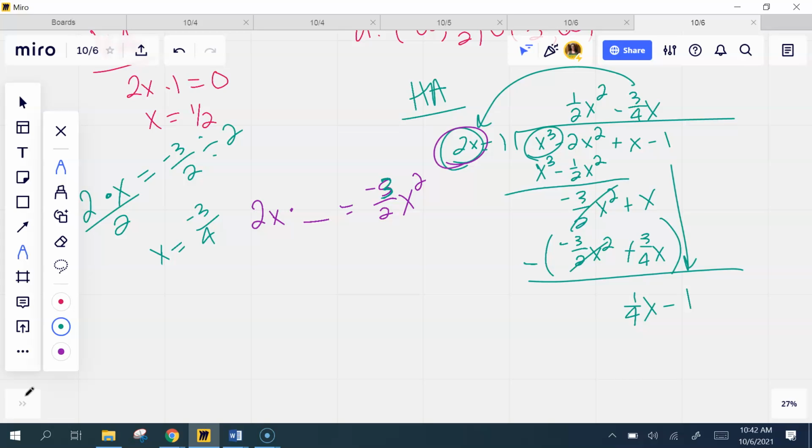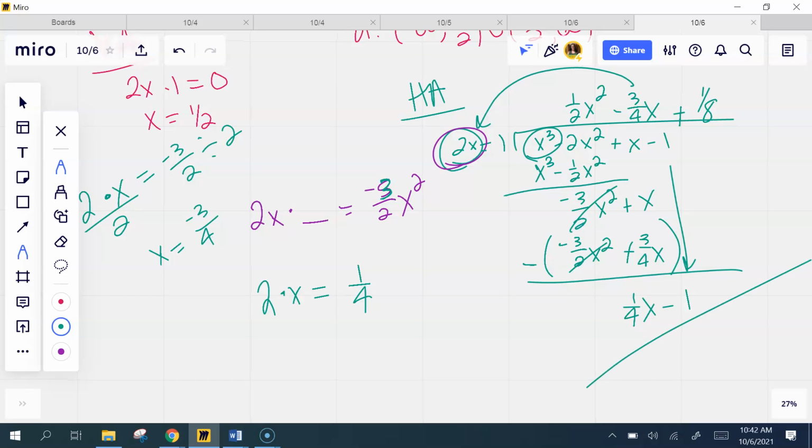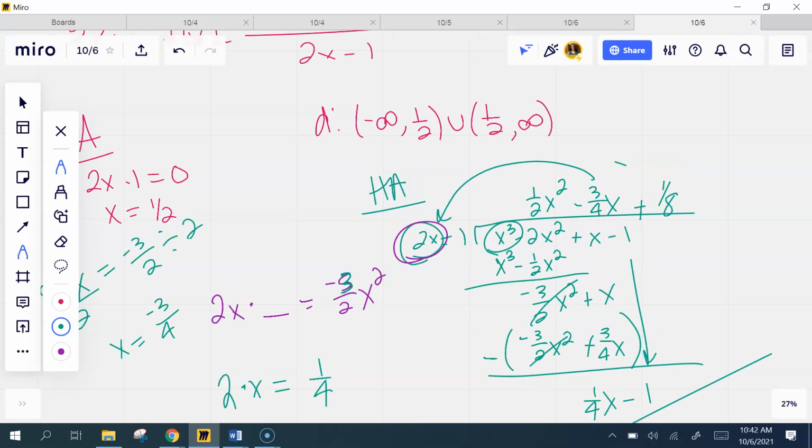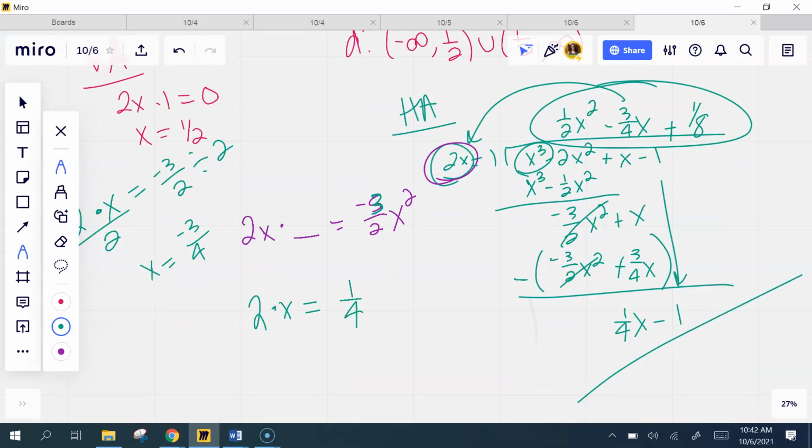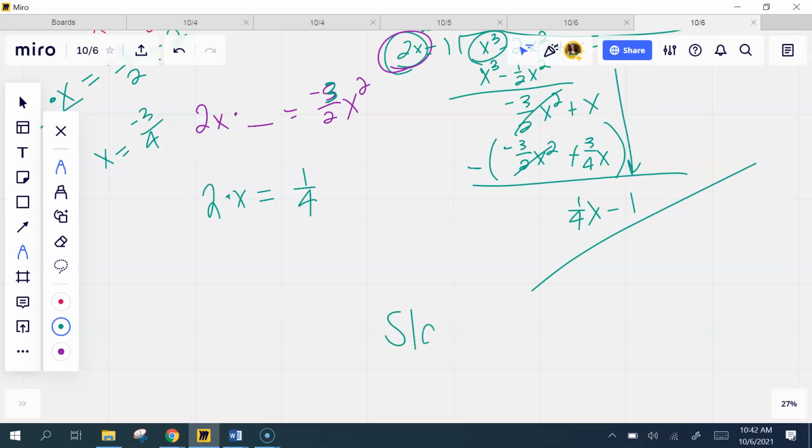Same scenario. Y'all look like zombies. Why? Because of the fractions? What do I need to multiply 2 by to get 1/4? 1/8. Positive 1/8. At this point, it doesn't matter multiplying around because that's just going to give me a remainder, and I don't have to worry about a remainder. So this is my slant asymptote.